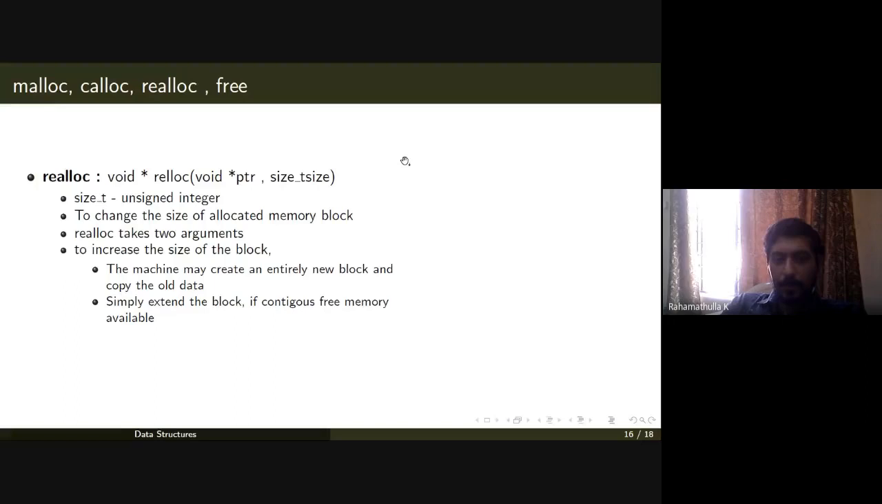So the machine may create an entirely new block if there is no contiguous memory location available in the already allocated space. If there is contiguous free memory available, then it will simply extend the block. If it is creating an entirely new block, whatever data is already available in the block which you have allocated will be copied to the new block.